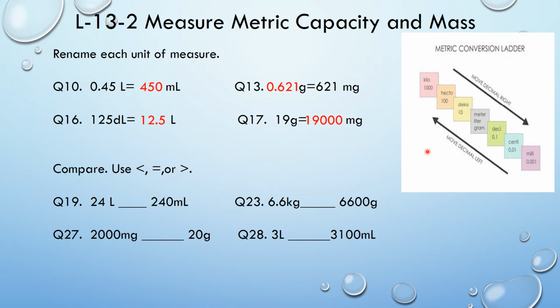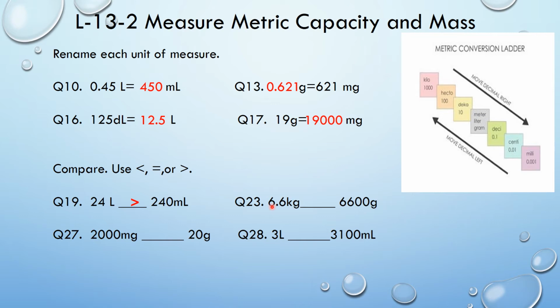Move up. That means left side. How many steps? 3. 1, 2 and 3. What is the answer? That means 0.024 liter. Is 0.024 liter bigger or 24 liter bigger? Yes, 24. It is much greater. Then what? You just check. Yes, your answer is correct.